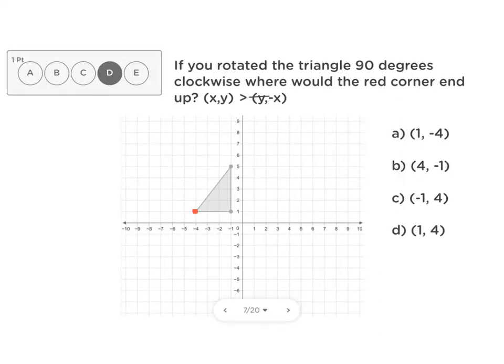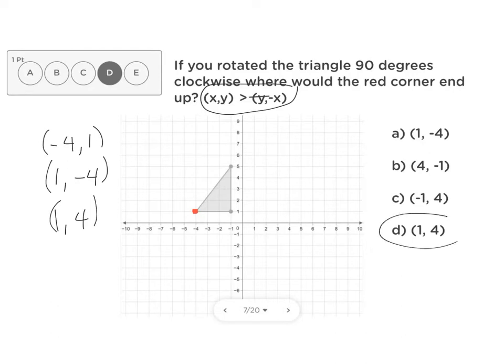If you rotate the triangle 90 degrees clockwise, where would the red corner end up? So xy becomes y, -x. The first thing is I'm going to identify that location, which is -4, 1. And I'm going to put it through this rule, which is basically you flip them and you take the opposite of the second. So I flipped it, that would be 1, -4, and then opposite of this second part would be 1, 4. And 1, 4 is letter D.